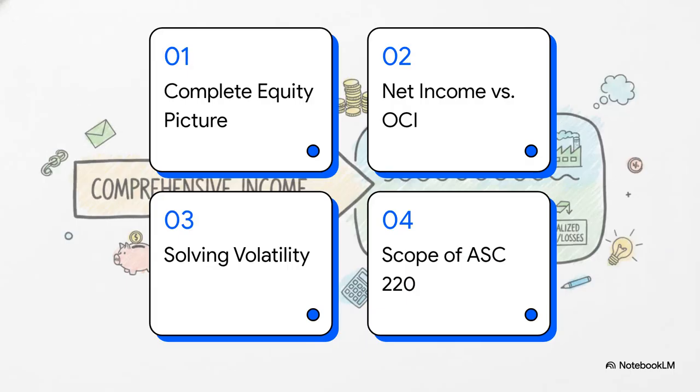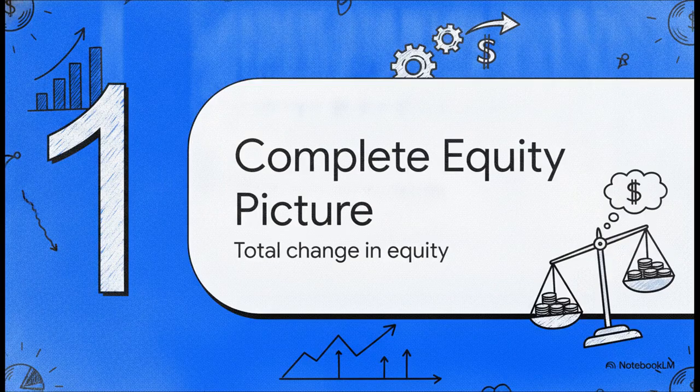So here is our quick roadmap for this explainer. First, we'll look at the complete equity picture. Then we'll compare net income directly with OCI. After that, we'll talk about solving earnings volatility, and we'll wrap up with the strict scope of ASC 220. All right, let's jump straight into Section 1, the complete equity picture.